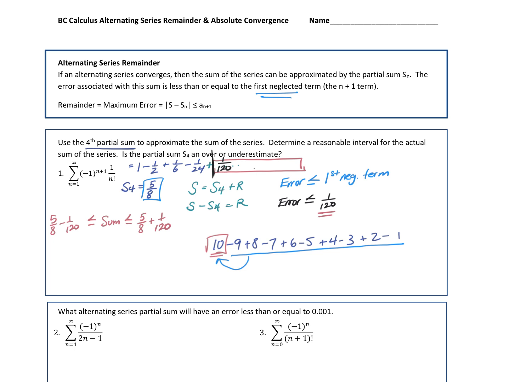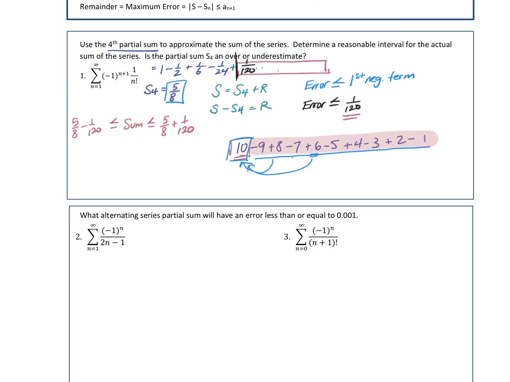So if we do negative 9 plus 8, you get negative 1. Negative 1 minus 7 is negative 8. Negative 8, now, because you're going down in size here, plus 6, you're never going to get back to the 10. So this number here accounts for all of this. So that next term is the first neglected term. Our error will always be less than or equal to that first neglected term. Okay? All right. So let's work through it now.